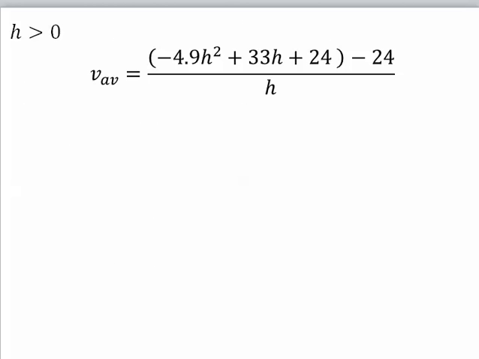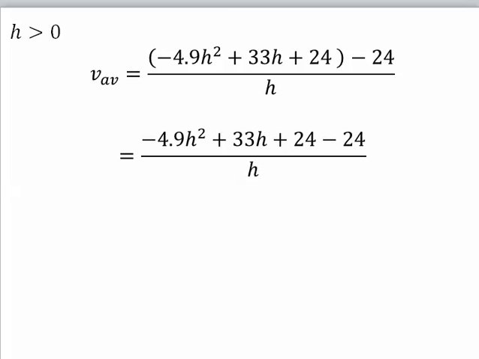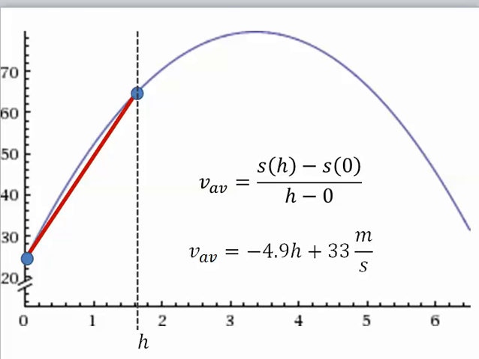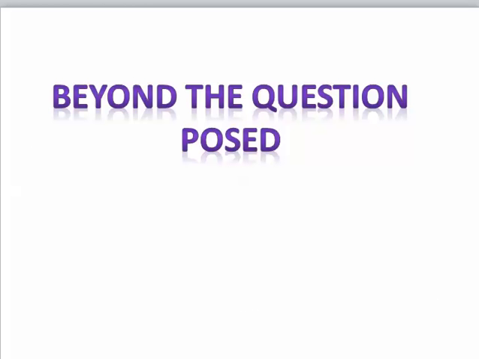Here's our average velocity, and because we've done the algebra before using numbers, the algebra using letters is going to be pretty easy. I am going to subtract 24 minus 24, and then factor out an h, and then cancel the h, and I'm going to get negative 4.9h plus 33 meters per second. So if I'm going from 0 to h, the average velocity will be negative 4.9h plus 33 meters per second. Now that answers the question that you have for homework. Right now, I'd like to go beyond the question posed.